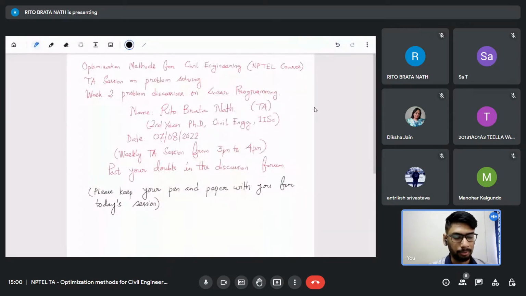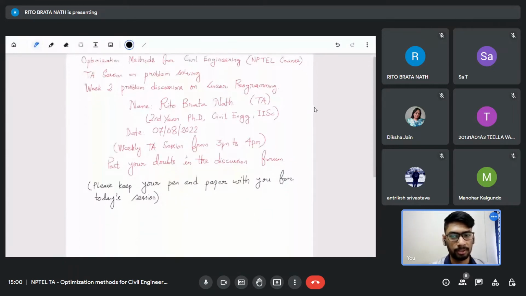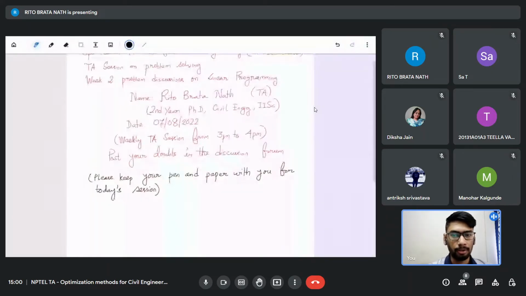To give an introduction of myself, I have already introduced myself in the last session as well. So I'm Rita Pratanath, a second year PhD student from IISc. I'm one of the TAs of this course. If you have any doubts, feel free to interrupt in between the class and ask them. Also, if you have specific doubts related to assignments or anything else, you can ask them in the last 10 minutes of this session. So I'll be teaching for 50 minutes and the last 10 minutes will be reserved for that.